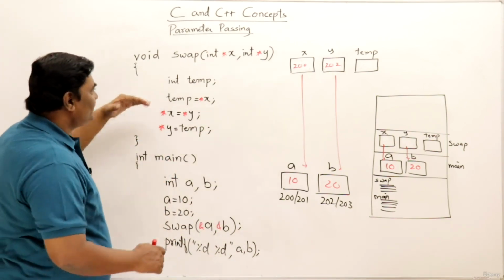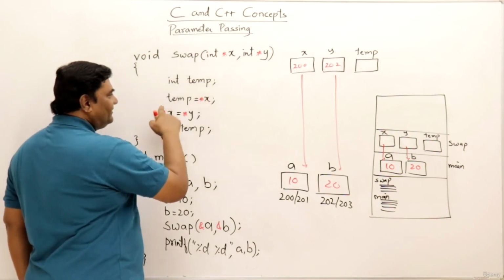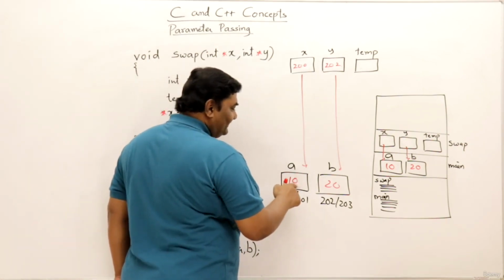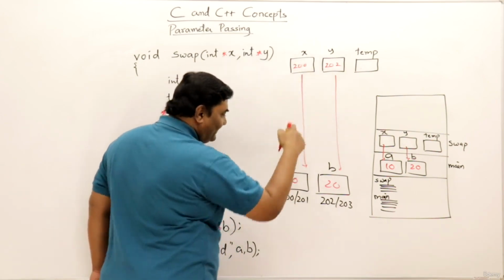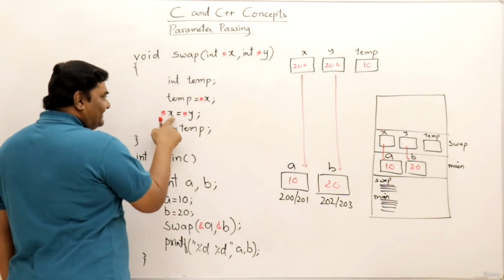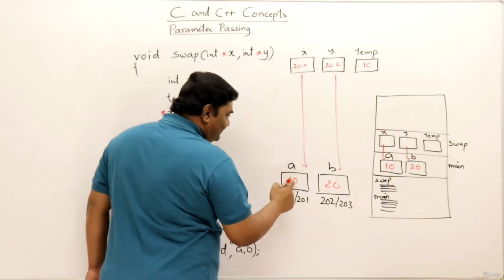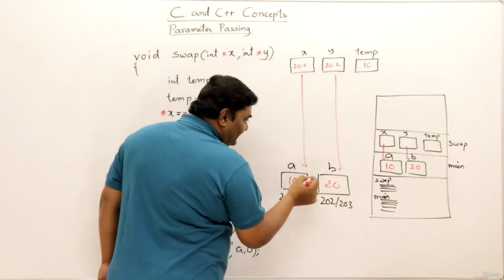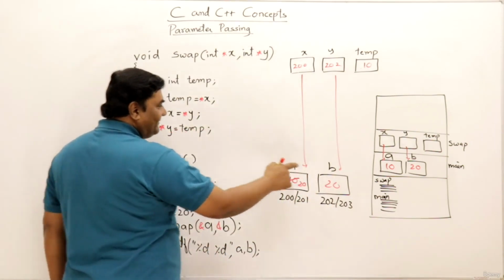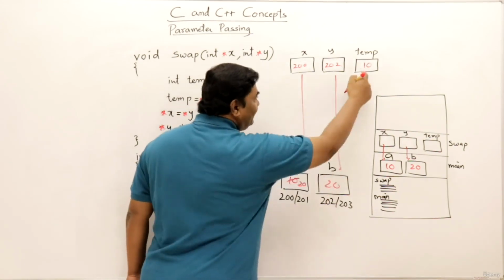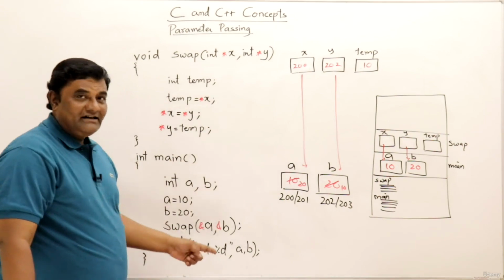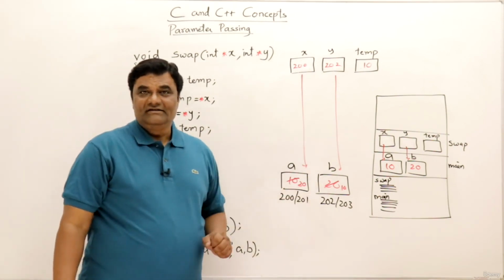Now, when the function is called, temp is already there. Temp assigns asterisk x. So asterisk x is 10. If you say x, it is 200. Asterisk x is 10. So 10 is stored in temp. Asterisk x assign asterisk y. Asterisk x is 10, asterisk y is 20. So 20 is copied here. Then asterisk y assign temp. Asterisk y is this one, assign 10. So temp is 10. Now you can see that actual variables are modified.